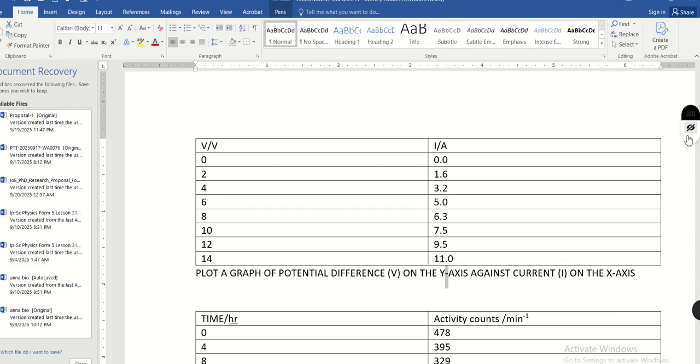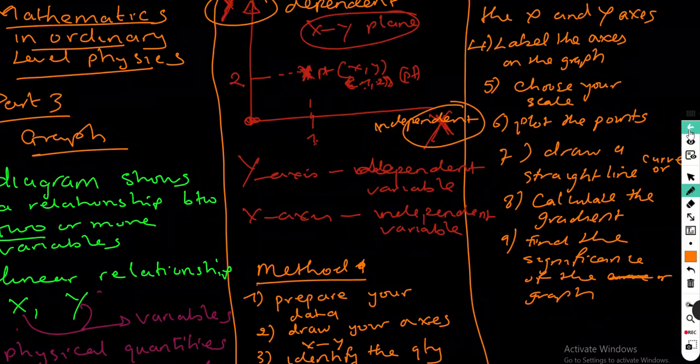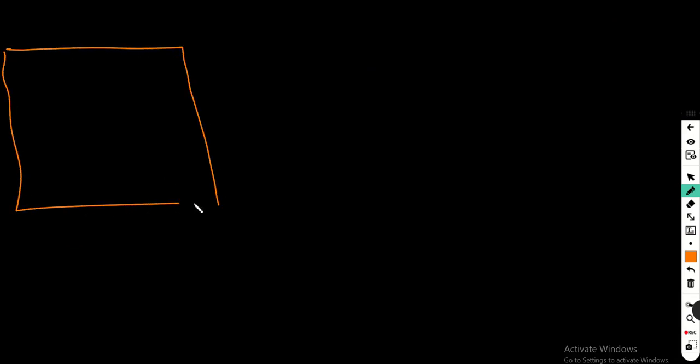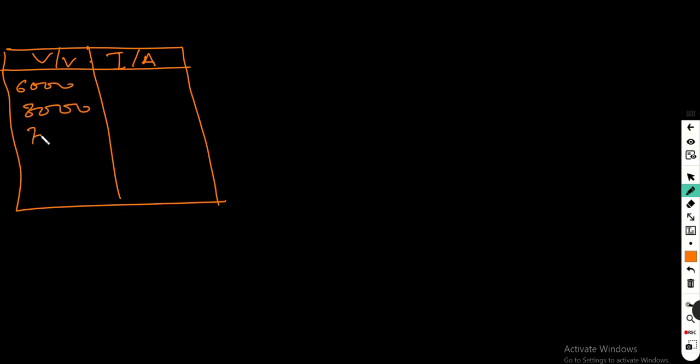Now, what do you mean by preparing data? Let me show you what I mean by preparing your data. The data might come out like this, where this is V and this is I. I have 6,000 here, 8,000, 9,000. We have 0, 0.001, 0.002, 0.003, something like that.